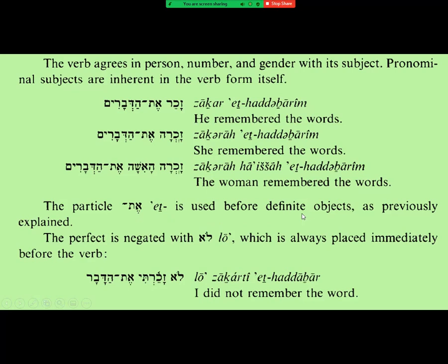If you have something that's negative, the opposite, then you put the lo normally right before the verb. So instead of zakarti, which means I remembered, you say lo zakarti, which means I didn't remember. Et hadavar, I didn't remember the code word. I didn't remember the word to get into the password or whatever. That's where you'd use that one.